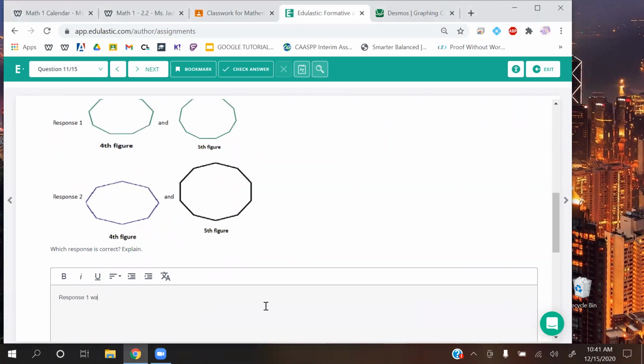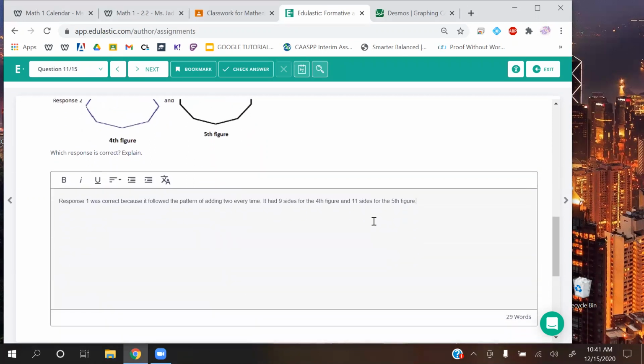Response 1 was correct because it followed the pattern of adding 2 every time. It had 9 sides for the fourth figure and 11 sides for the fifth figure. There you go, I described it.